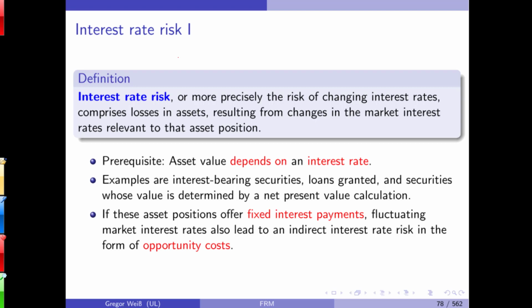To give you a very practical example from my life, I inherited a mortgage loan from my parents. My parents agreed on that loan in 2010. I'm paying 3.65% on this mortgage loan.